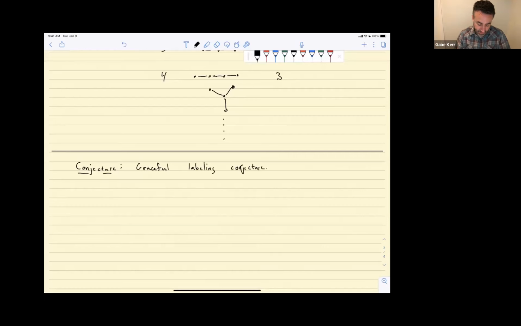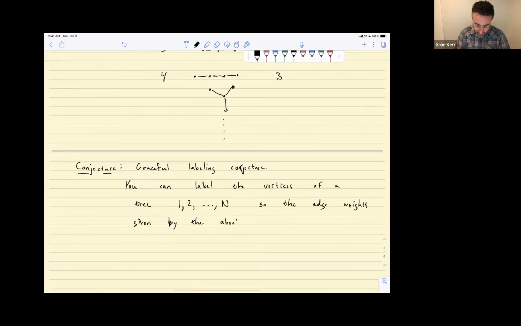I'll share it with you guys. It's really cool. It states that you can label the vertices of a tree 1, 2, all the way up to n, so that the edge weights, given by the absolute value of the difference of the vertices, are 1, 2, to n minus 1.